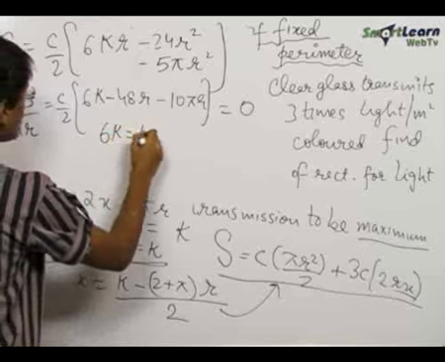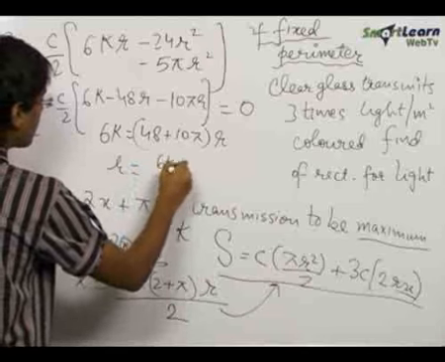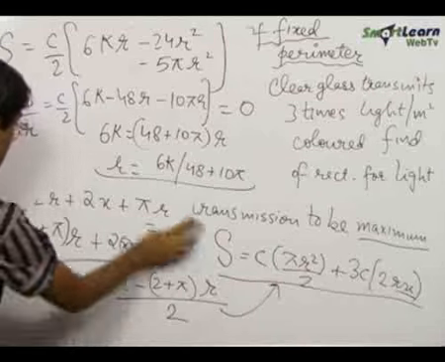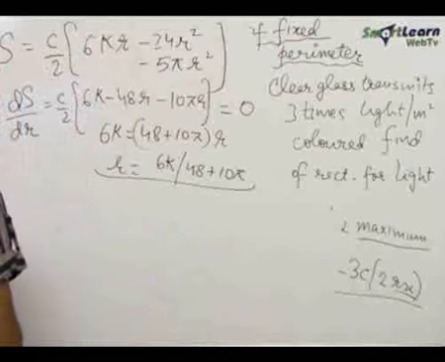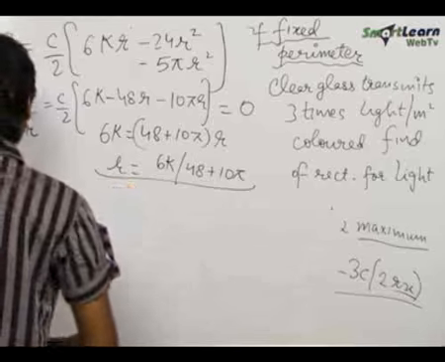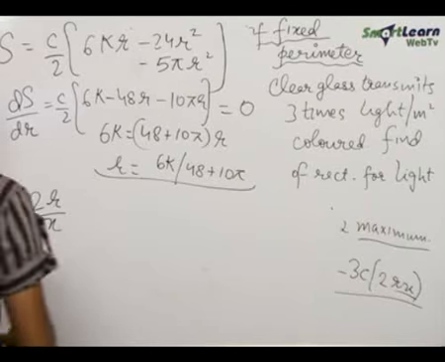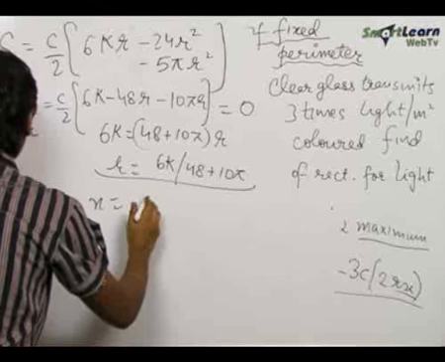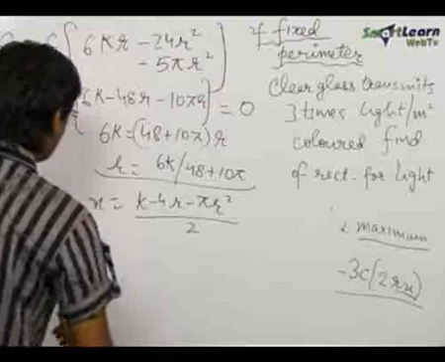This gives us 6k is equal to 48 plus 10 pi times r, and r is equal to 6k upon 48 plus 10 pi. Now we need to find the ratio of the sides of the rectangle. The ratio of sides is 2r upon x. We have got the value of r by differentiating S with respect to r and putting it equal to 0. Now we need to find x, and we knew that x was equal to k minus 4r minus pi r square by 2.